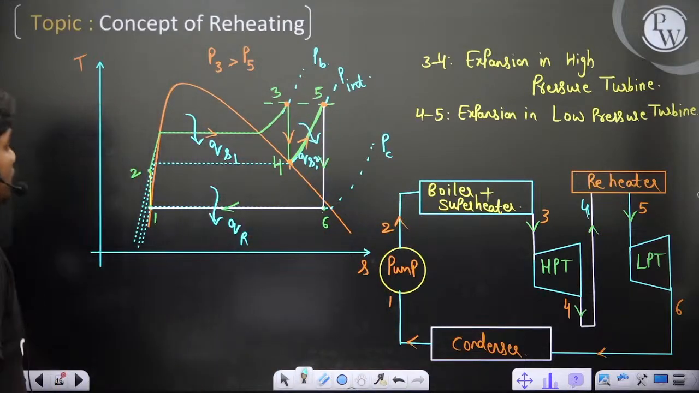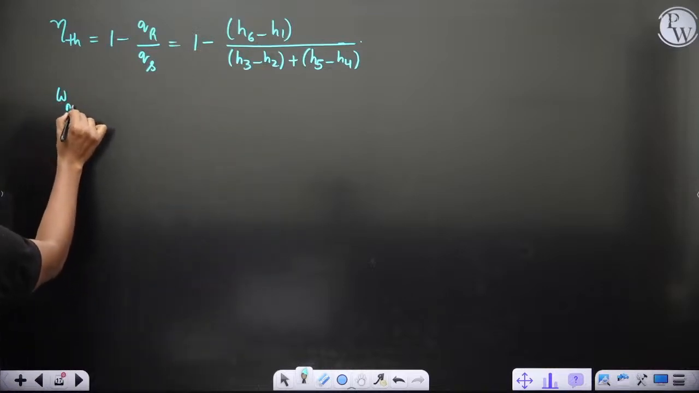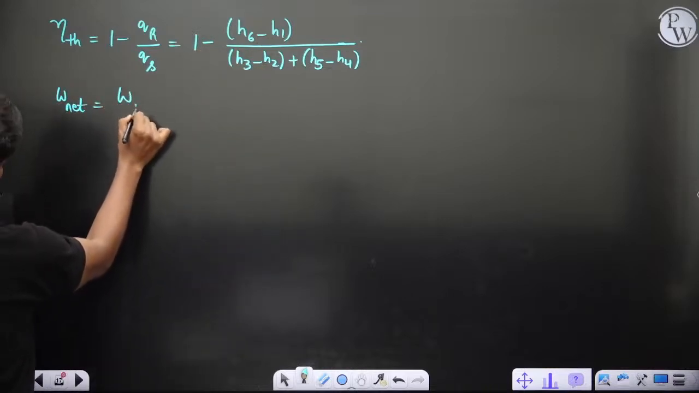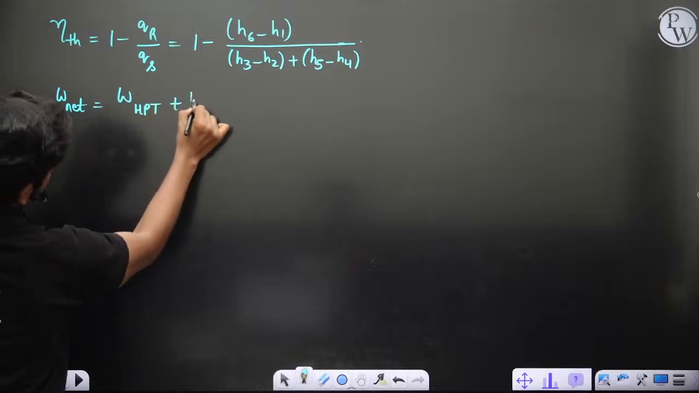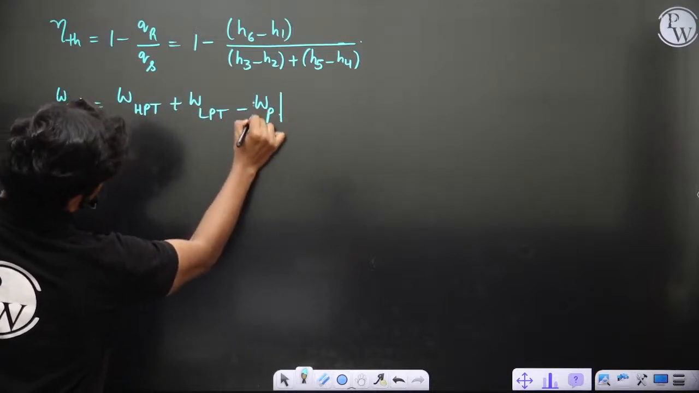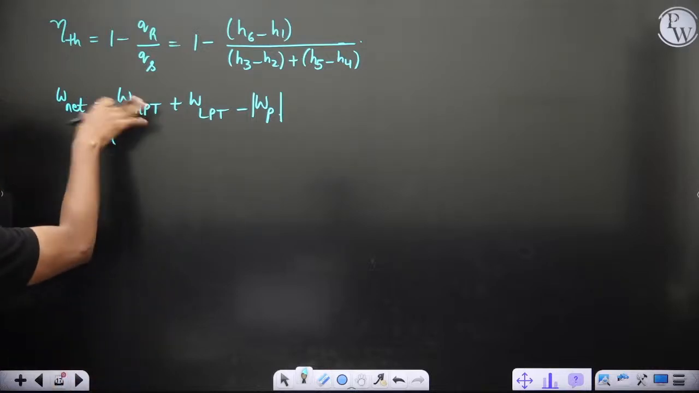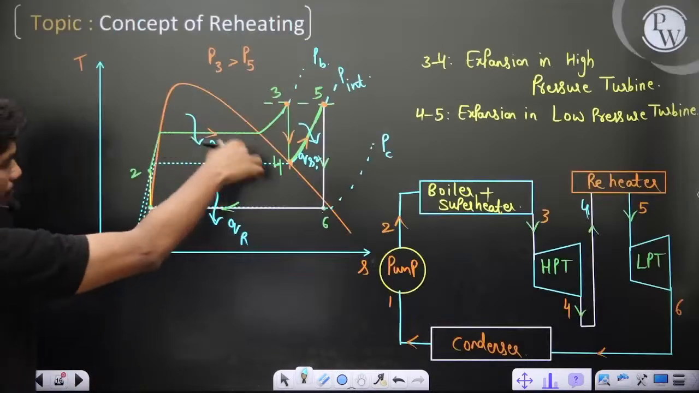Okay, now this is how we have the expression for thermal efficiencies, and also W net is equal to work generated in high pressure turbine plus work generated in low pressure turbine minus magnitude of work of the pump. Of course, all these quantities I'm writing in specific, you have to multiply with mass flow rate of steam.